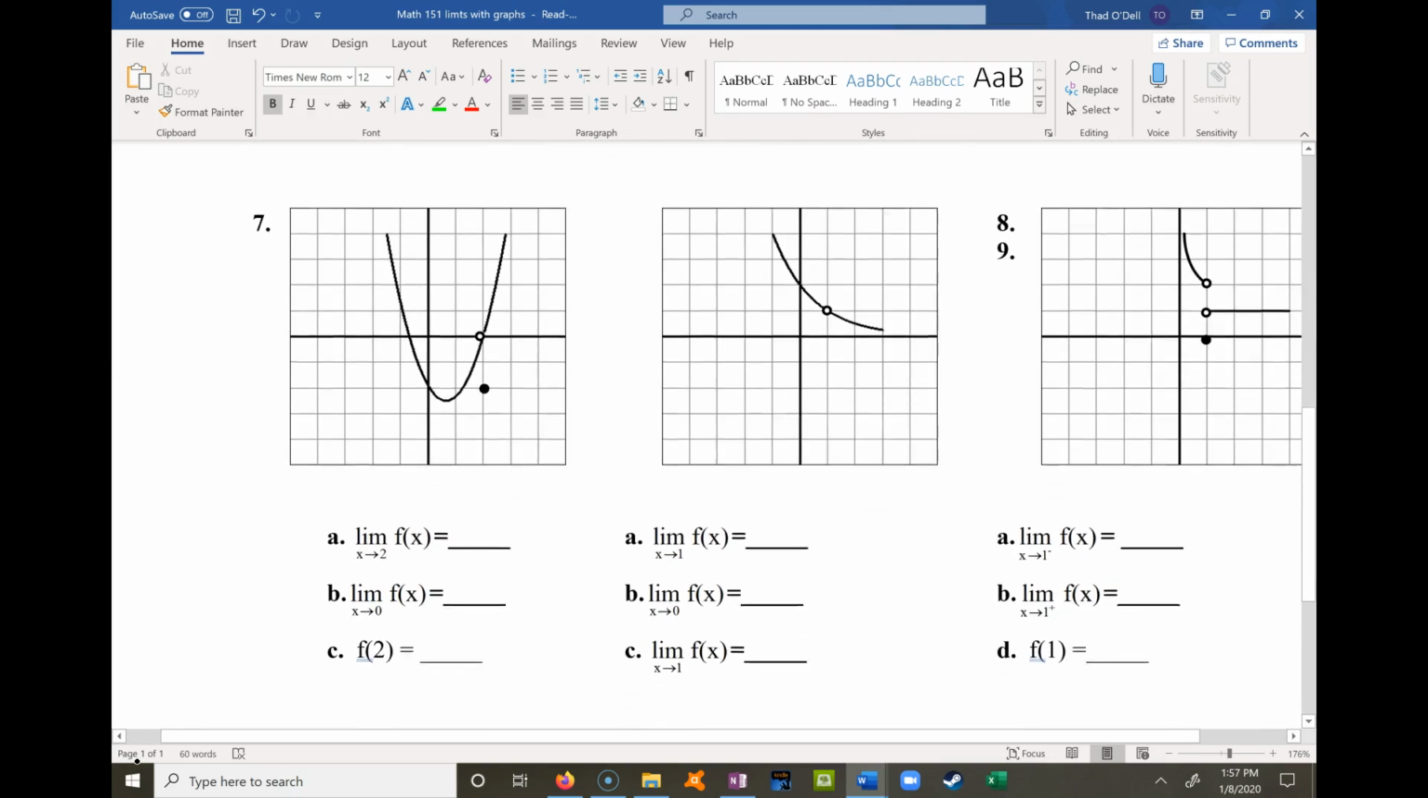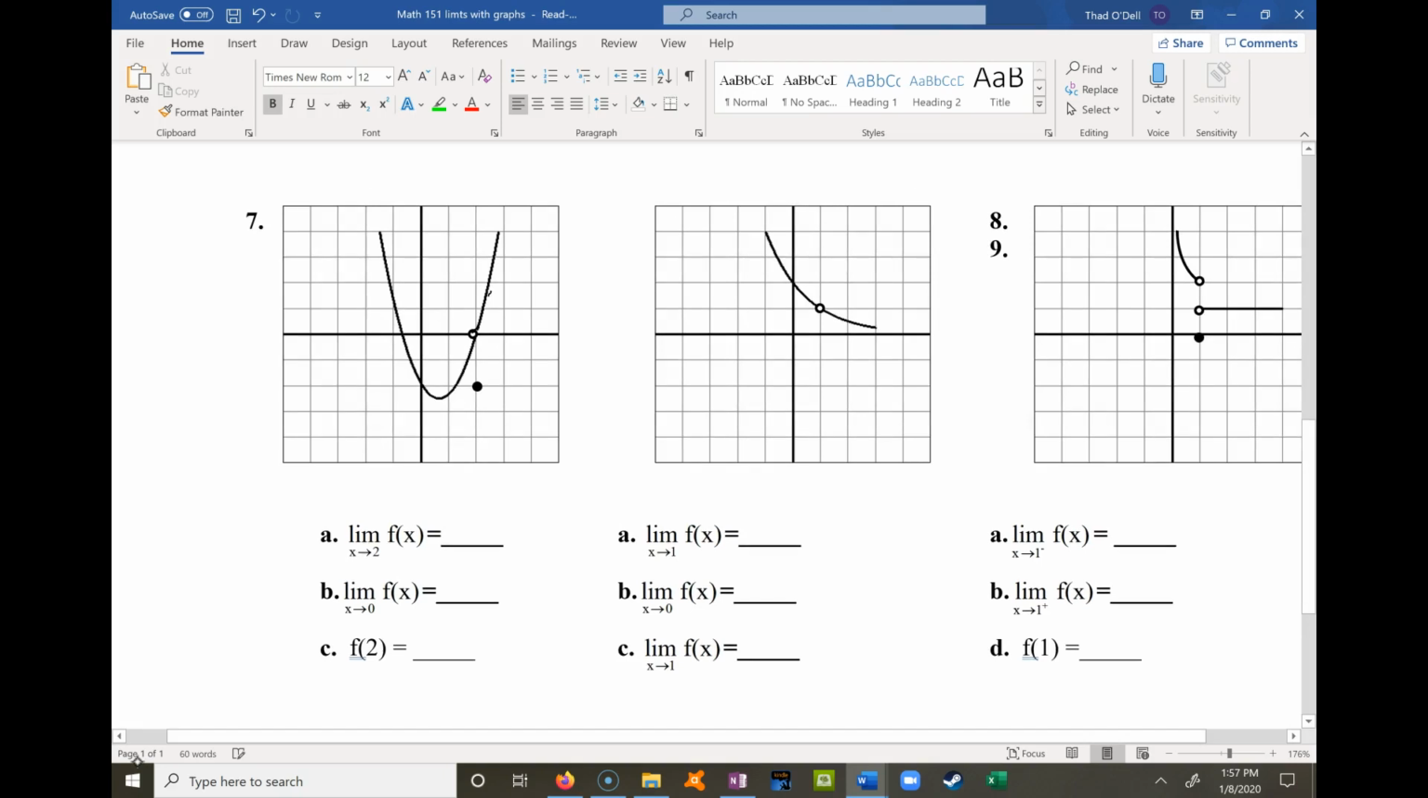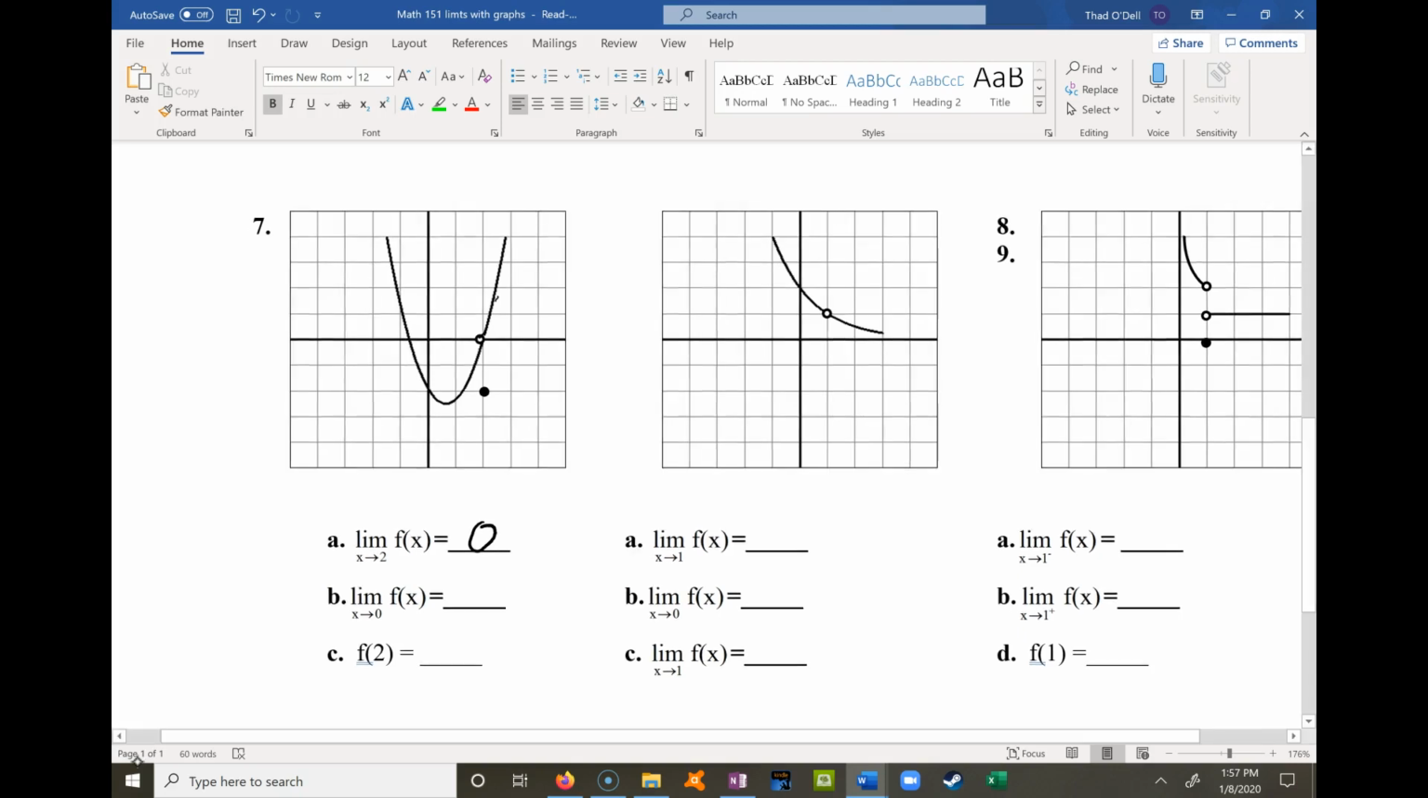So if we continue with this, this says what's the limit of f(x) as x approaches 2 from both sides at the same time? Well, as we come in from this side, it looks like it's approaching 0. Come in from that side, it's approaching 0. Answer is 0. This says what's the limit of f(x) as x approaches 0? That looks like it's right about there. It looks like about negative 1.9-ish.